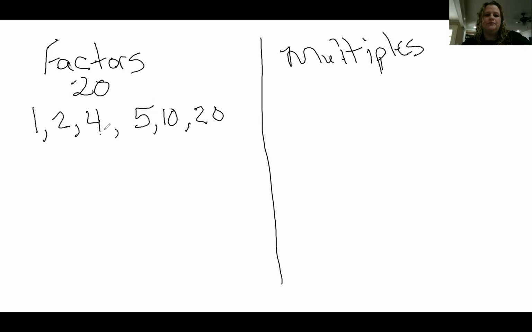Now remember, when you're making a rainbow and you have 1, 2, 4, 5, there's no number left between 4 and 5 in the middle. That's when you know you're done. 4, 5, 10, 20. Either there's no number left in the middle, or any number that would be left in the middle could not be multiplied with another number to make 20. So these are our factors of 20.